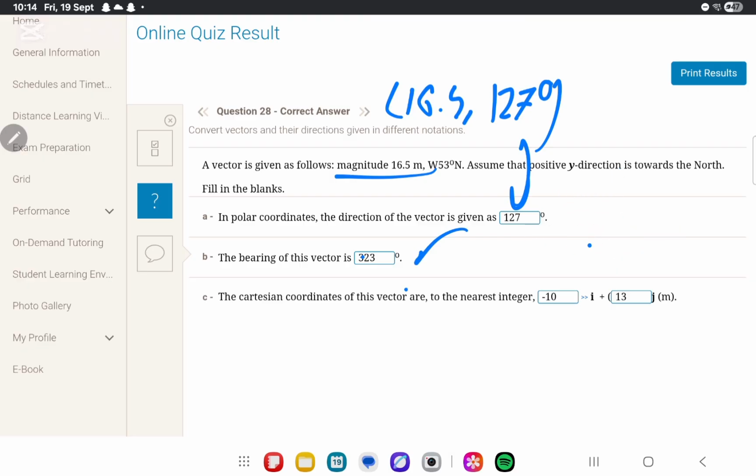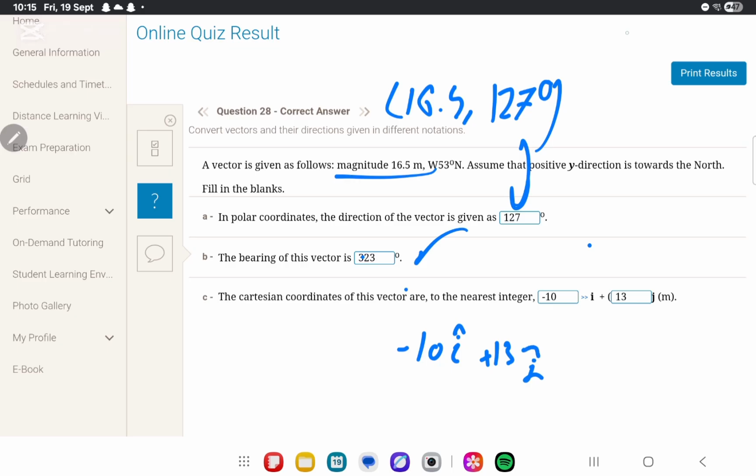Now, the Cartesian coordinates of this vector: we have it in polar form, so we can do it on a calculator. Shift minus gives me Rec, 16.5, shift comma, 127. Negative 9.9, 13.2, which is negative 9.9i plus 13.2j.